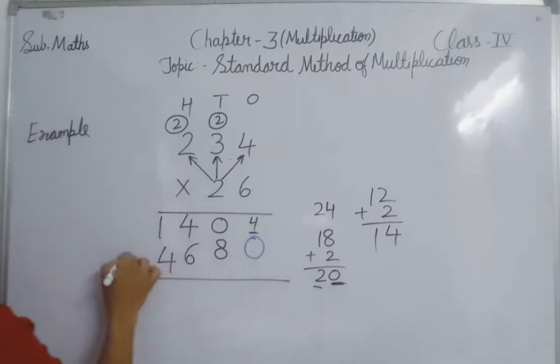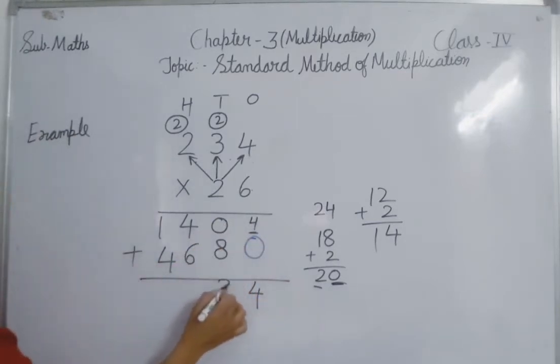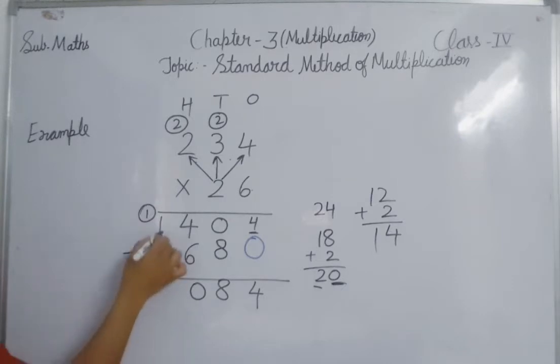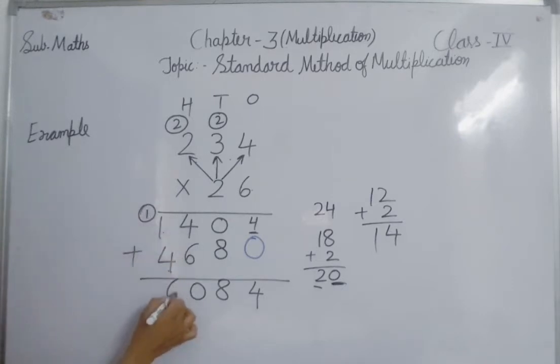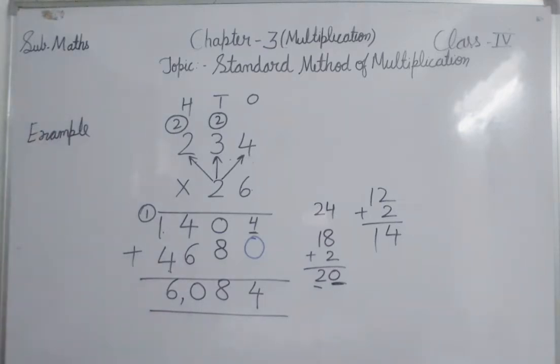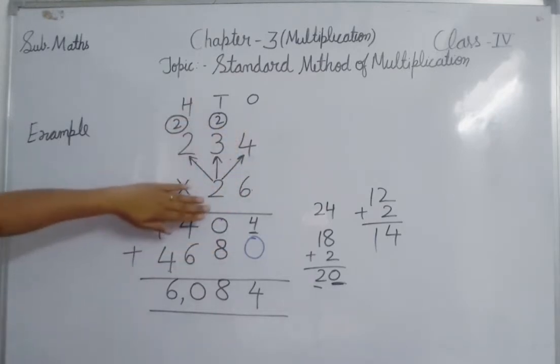And now add them. 4 plus 0, 4. 8 plus 0, 8. 6 and 4 makes 10. Again 1 will go carry forward. 4 and 1, 5, or 1, 6. So 6084 is the answer. Clear? It's very simple. First mention their houses, write the problem.